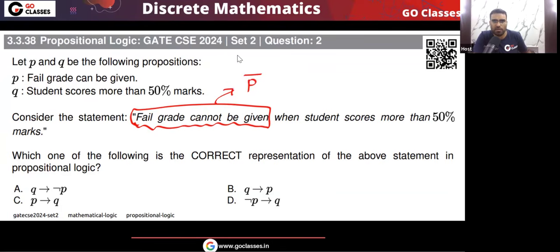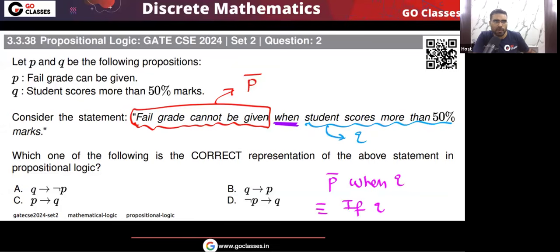This is the negation of P. Then there is "when". Then we have: a student scores more than 50% marks, that is Q. So finally, our statement is P bar when Q. "When" is the same as "if". So I can say: if Q, comma P bar. And that is the same as Q implies P bar. So our answer will be Q implies P bar. Answer is option A. This is an MCQ question.